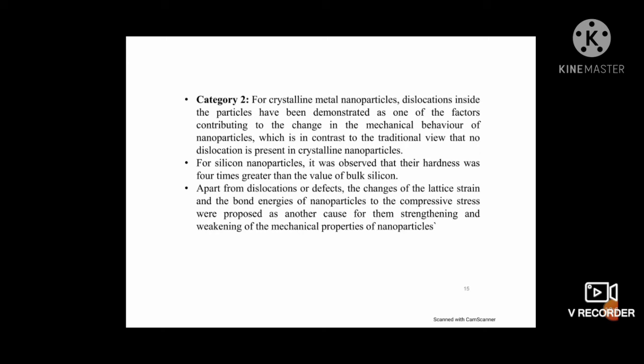Apart from delocalization or defects, the change of the lattice strain and the bond energies of the nanoparticle under compressive strain were proposed as another cause of the strengthening and weakening of their mechanical properties.